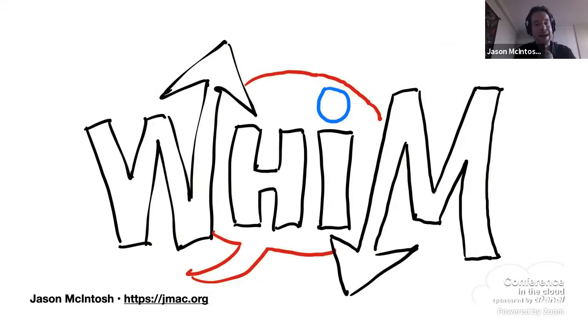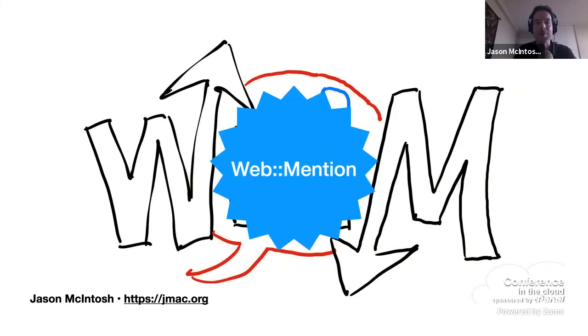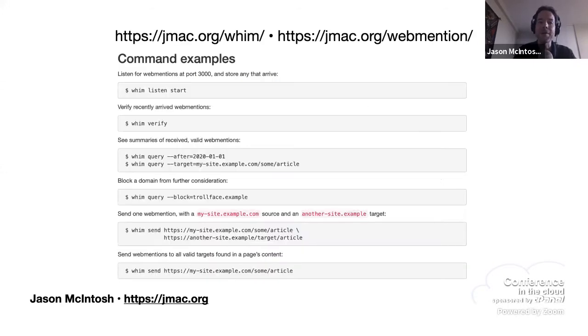So yeah, I released Whim a few days ago. I wrote it in Mojo. It's on CPAN. And so's Web::Mention, the library it's based on. They're both probably crawling with bugs because honestly, not a whole lot of people are using Webmention just yet. But Whim does try to give you a clean command line interface to sending, receiving, managing, and displaying web mentions. All the mentions on jmac.org are entirely Whim powered right now.